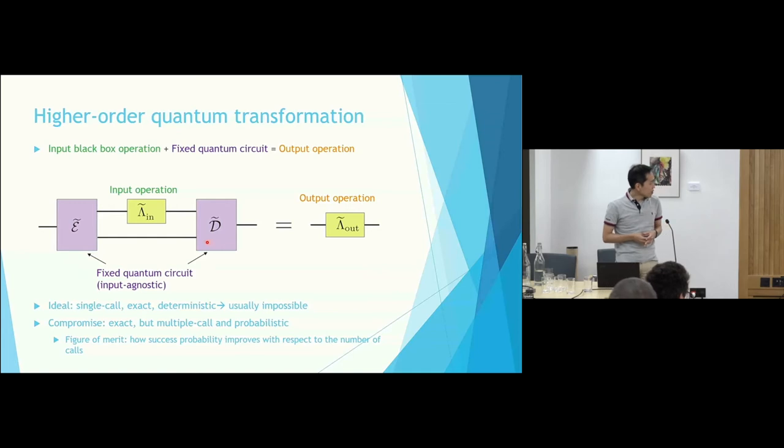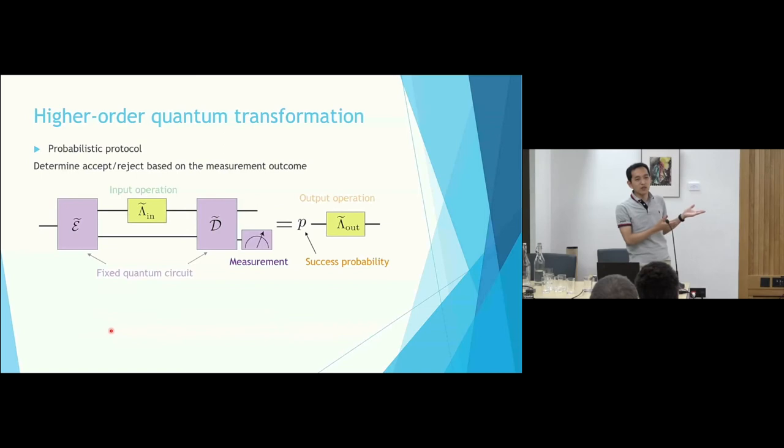Ideally, you might ask that we achieve this using just a single call of the input operation, and make it exact and deterministic. This would be ideal, but if you demand so much, then most things are impossible. So we will relax this. There are many ways to do this, but one particular relaxation we chose was to keep the exactness, but allow multiple calls and make it probabilistic. In this case, one figure of merit is to see how the success probability increases as you allow yourself more calls of the input operation.